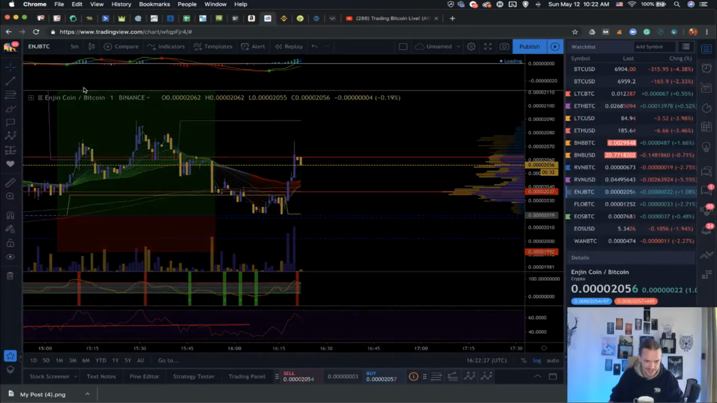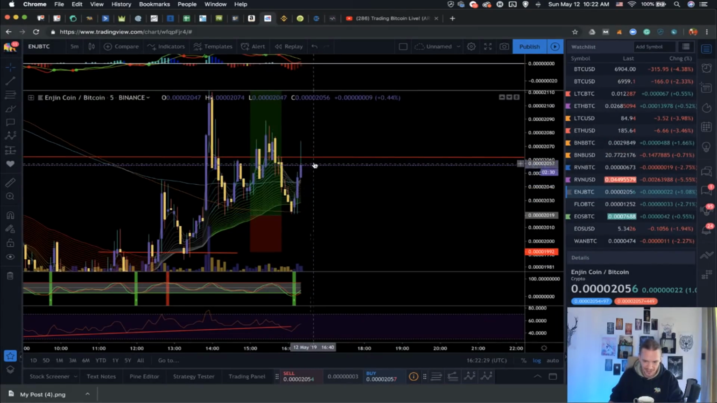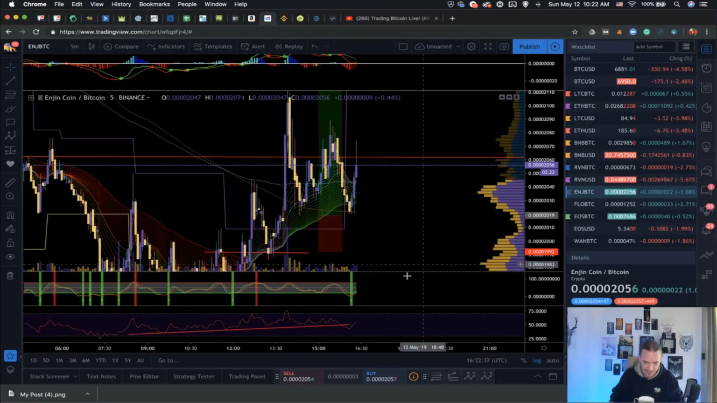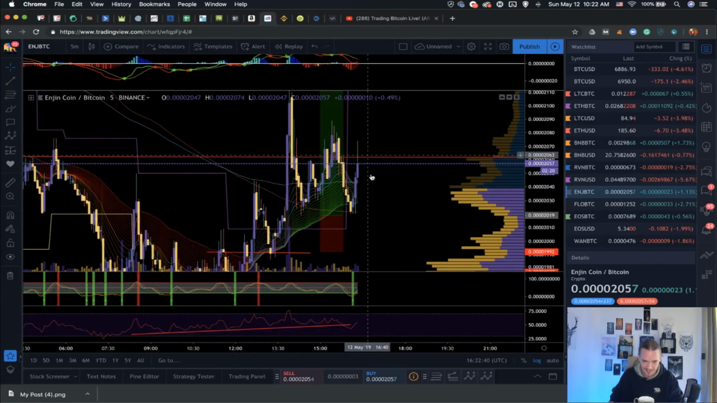Now I go to the 5 minute. What's the 5 minute look like? 5 minutes not looking good, right? We didn't even get close to closing above the 2062 mark, but at least we're above the super guppy. So as long as we close above the super guppy here on the 5 minute, we've actually got another 5 to 10 minutes to go.